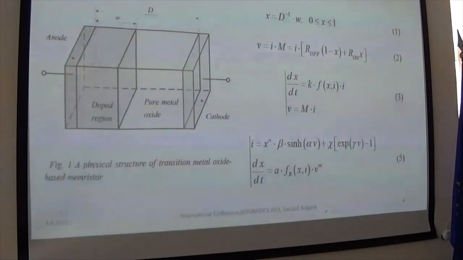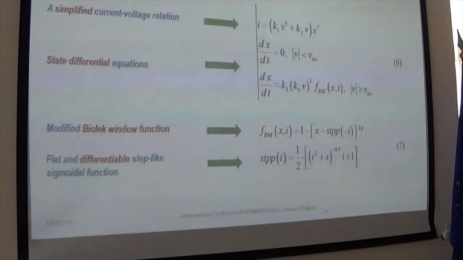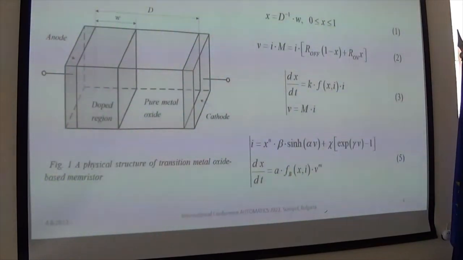Here is presented the simplified model. Formula 1 is the state variable. Formula 2 expresses the current-voltage relationship dependent on the state. And equation 3 contains the state differential equation, which is dependent on the current and on the applied window function F. And formula 5 expresses one of the very commonly used Lehtonian-Weichel memristor models.